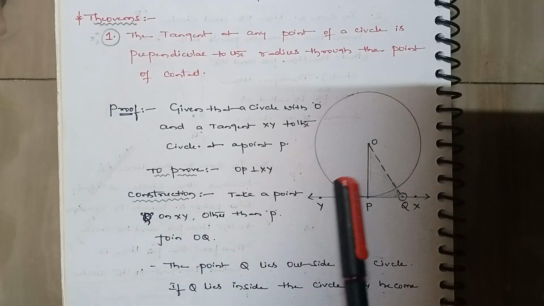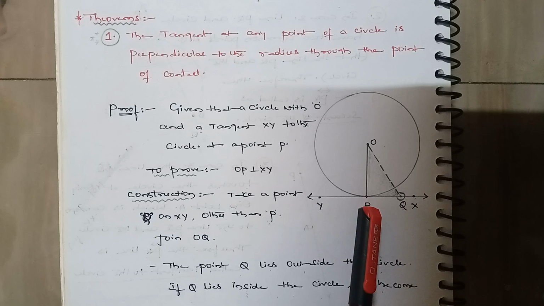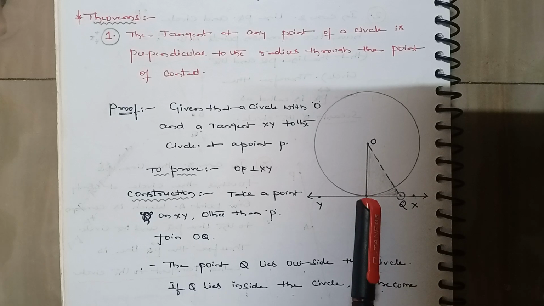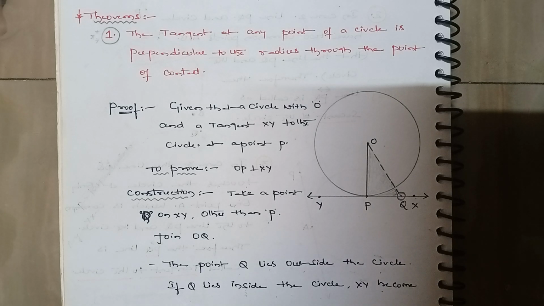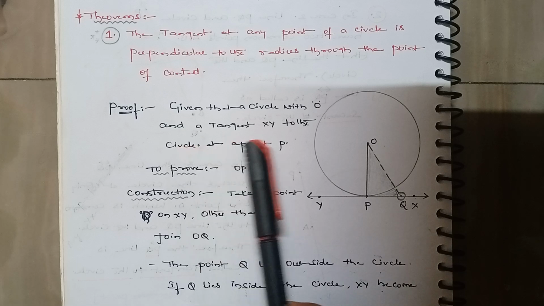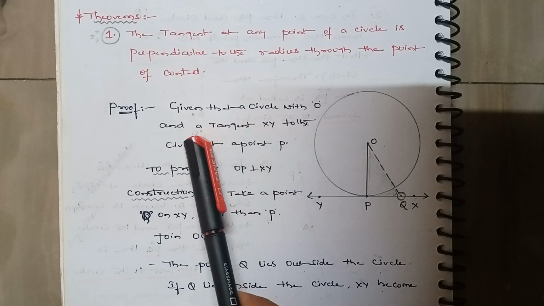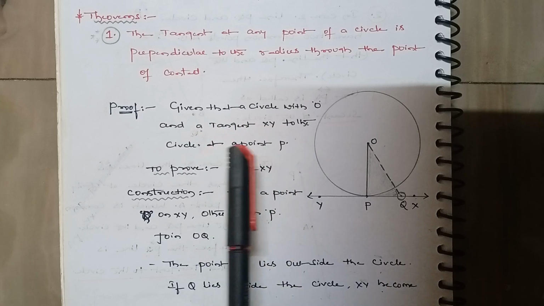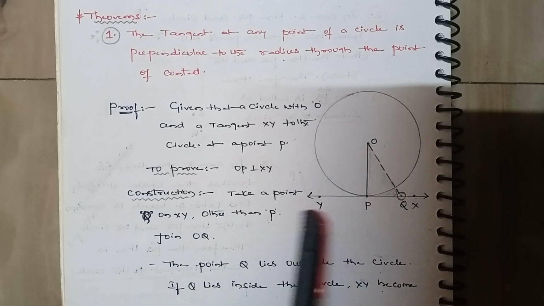So take a circle, draw a tangent. This tangent meets the circle at a point P, and OP is the radius. Now first write down what is given in the question. Given a circle with O as center and the tangent XY to the circle at point P. We need to prove that OP is perpendicular to XY.